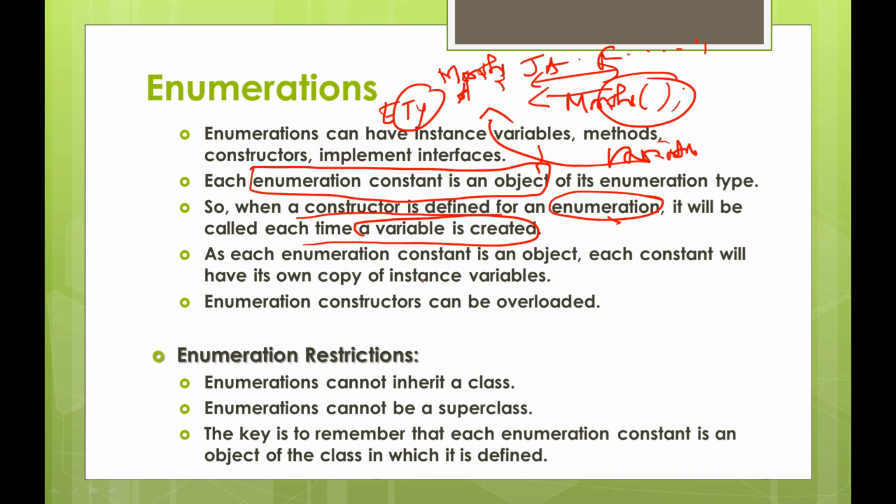So when you define an instance variable with your enumeration type, please interrupt me if you don't understand these concepts. If you don't understand anything, please raise your hand, and we'll try to address it.